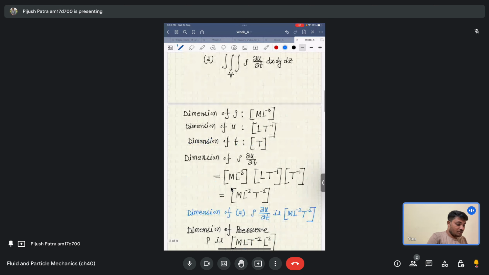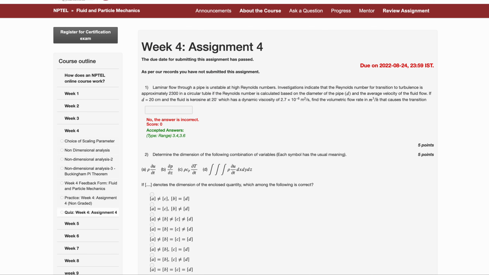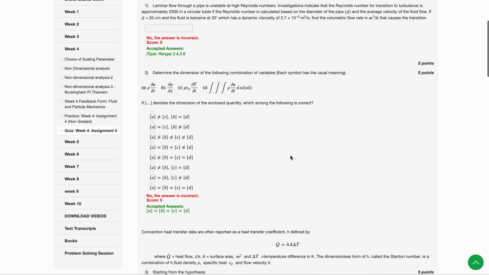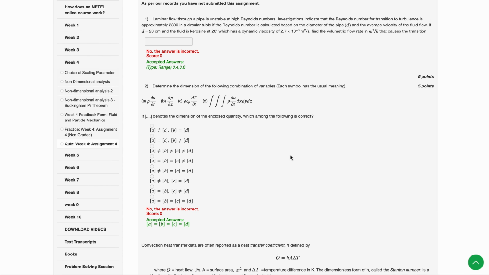Now go to the options. Let's see which options are correct. What are the options given? Options are, of course, A is equal to C. Sorry, A is equal to B. There is no doubt about that. A is equal to B is there. Okay. So A is equal to B. There are only two options: A is equal to B equal to C.